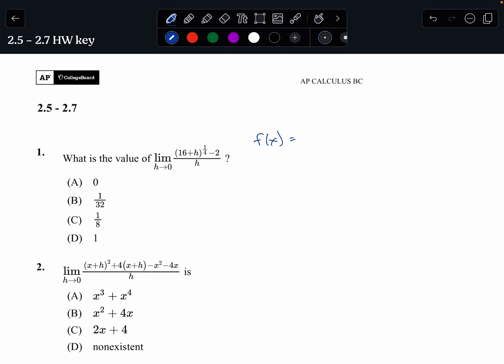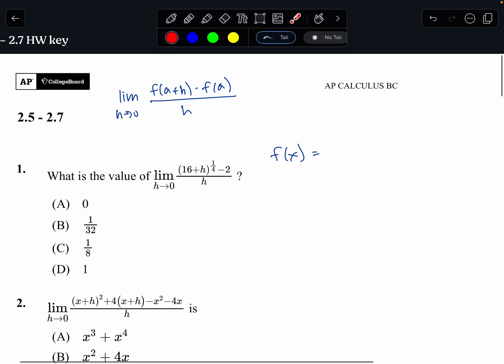If I think about the formula, the limit as h approaches 0 of f of x plus h minus f of x over h. Specifically, we could call x a. That's the value that we're evaluating it at. So we can already see what value of x we're taking the derivative at. It's at 16, and we're inputting that into this spot right here, which would be x. So I can see my function is going to be x to the fourth.